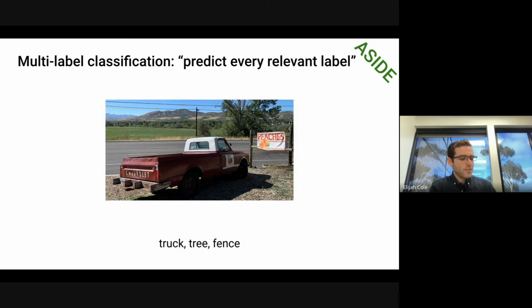And so this is related to another problem we worked on in the context of multi-label image classification, where you want to predict every relevant label for the image. So for instance, here you have this photo, and so you want to predict there's a truck, there's a tree, there's a fence. There's multiple classes in this image. Just like at one location, you have multiple species there that you want to predict all of them.